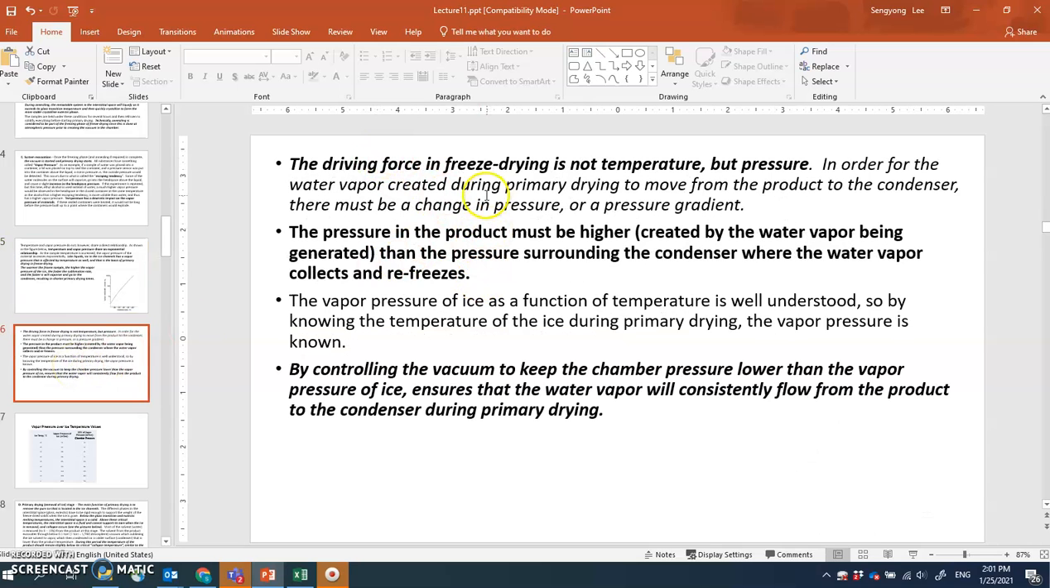So the driving force in freeze drying is not temperature but pressure. But the pressure is established by the temperature, so there is a relationship, right? And the pressure in the product, created by the water vapor being generated, must be higher than the pressure around the condenser, meaning there should be a pressure gradient. So inside a vial it is higher than outside of the vial, especially at the condenser, where the vapor will end up and become crystallized again.